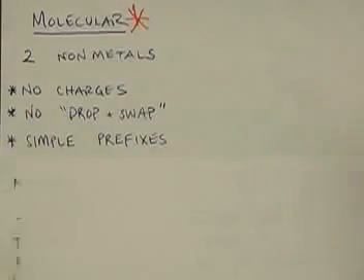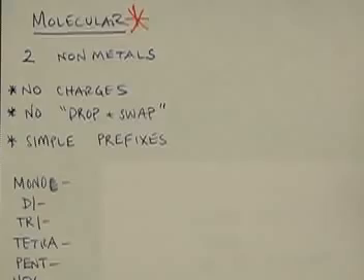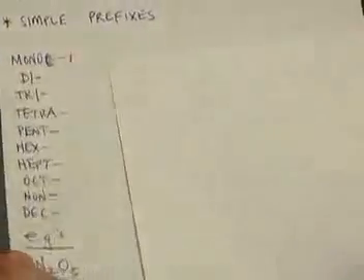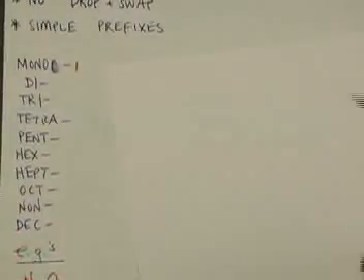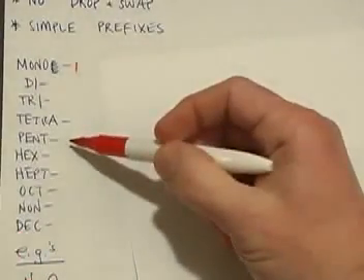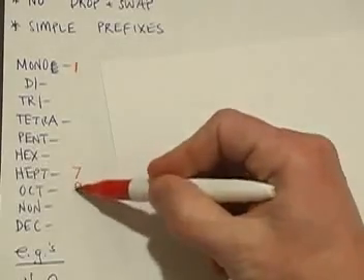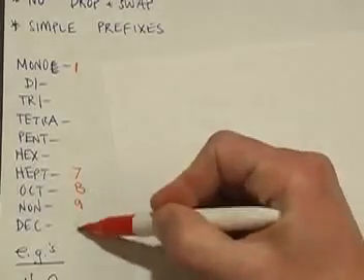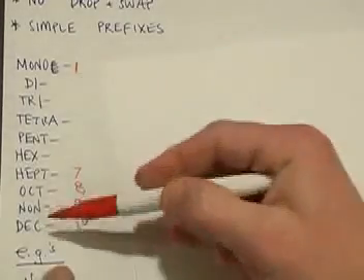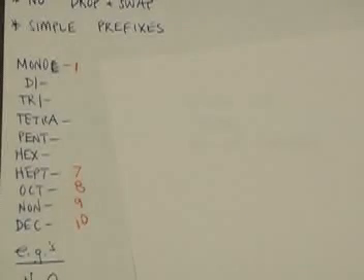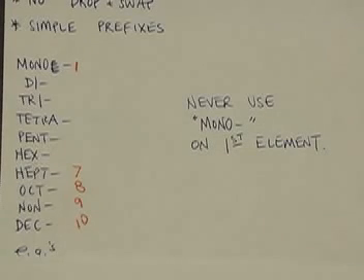Well, the prefixes you need to learn are mono for one, di meaning two, tri meaning three, tetra meaning four, penta meaning five, hexa 6, hepta 7, octa 8, nona 9, and deca 10. Pause now and write down these prefixes and the number of things that they mean. You'll need to memorize those prefixes. The only rule is that you never use mono on the first element.